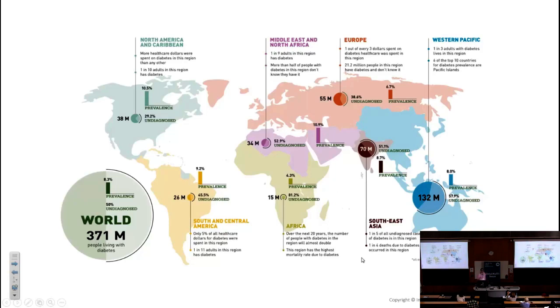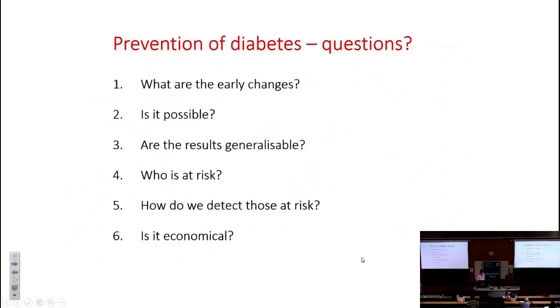So the question is, how do we pragmatically address this? How do we prevent diabetes on such an enormous scale? In order to think about prevention of diabetes, there are a few questions to consider so that we have the optimal strategy. What are the early changes? Is it insulin resistance or is it insulin secretion that changes first? Is prevention even possible? Are the results from prevention studies generalizable?